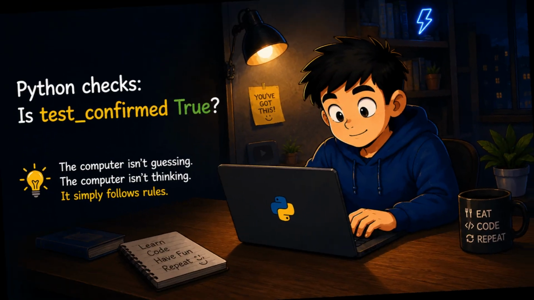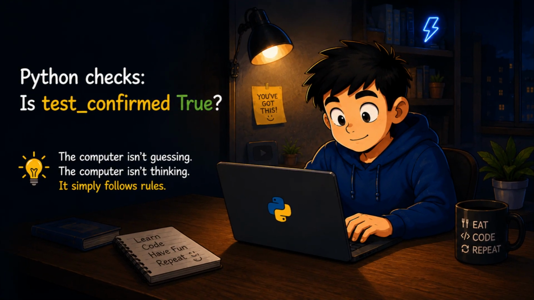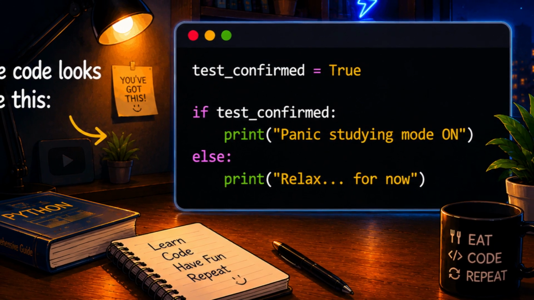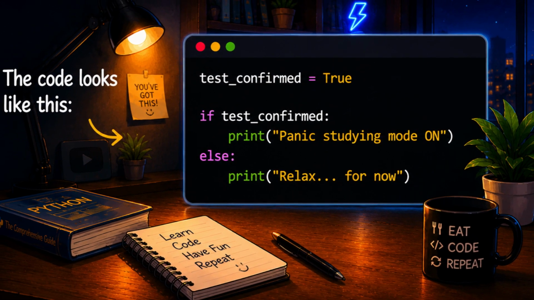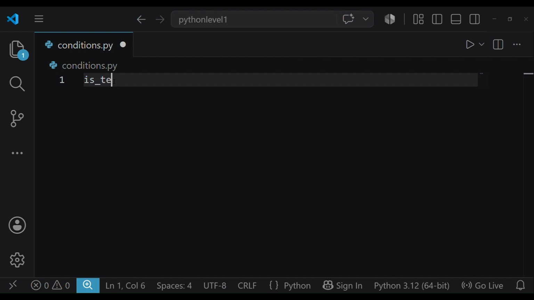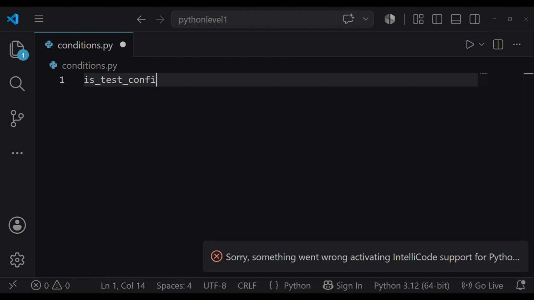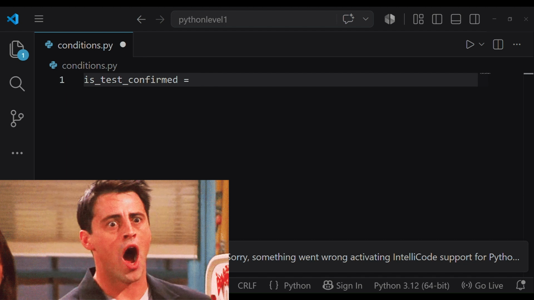You know what? That's literally how Python conditions work. It looks at the situation, checks the facts, and makes a decision. Let's put it in code. Let's consider that test is confirmed.